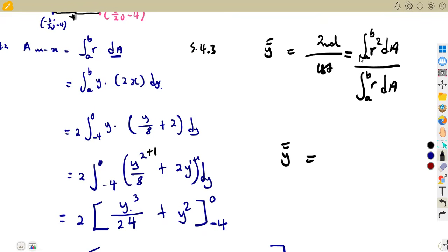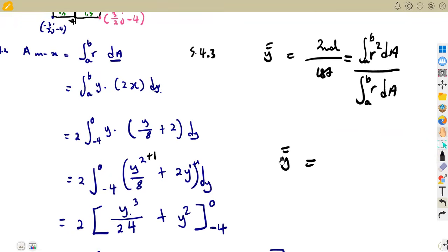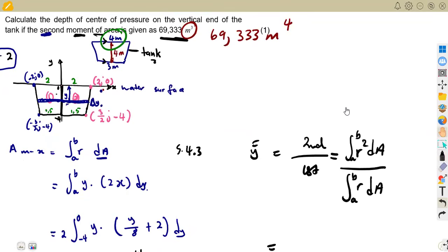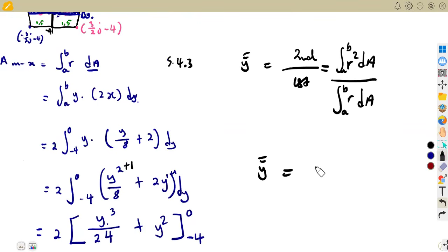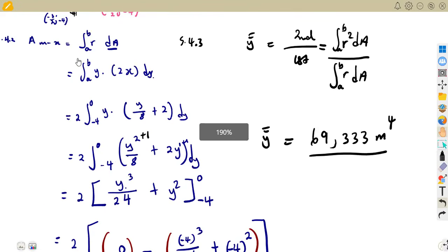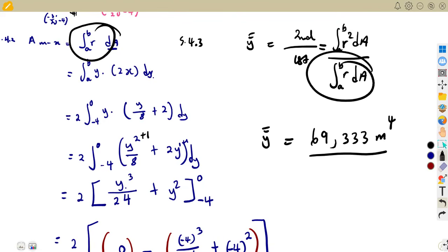So we are given the second area moment. We are not calculating this. We are already given that this is 69,333. Sometimes they give you the first, and they ask you to calculate the second one, then the center of pressure. Here we are given the second, which is an advantage. So you just have to substitute 69,333 meters to the exponent of 4 over our first area moment, which is the one that we calculated using this formula.